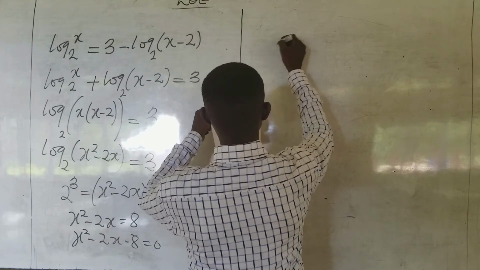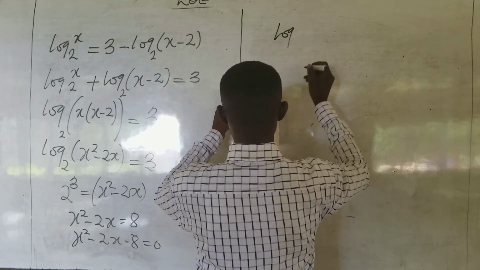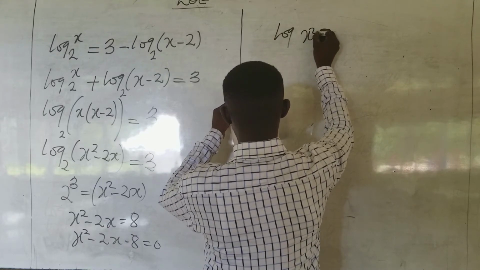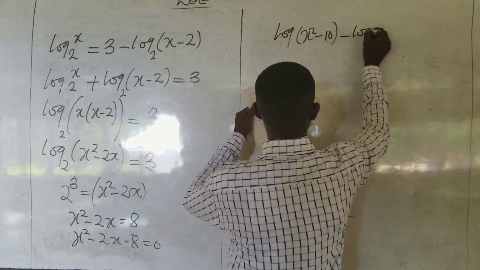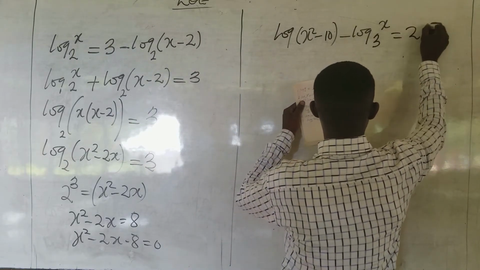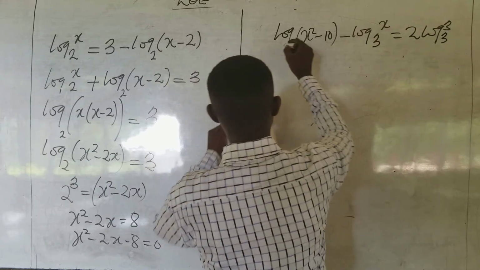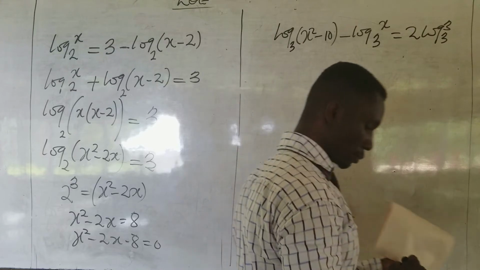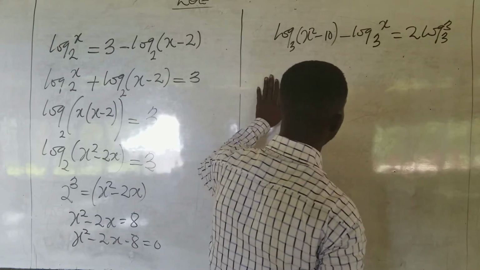Log x squared minus 10 base 3 minus log x base 3 is equal to 2 log 3 base 3. Here the base is 3. What do you do? Check carefully.